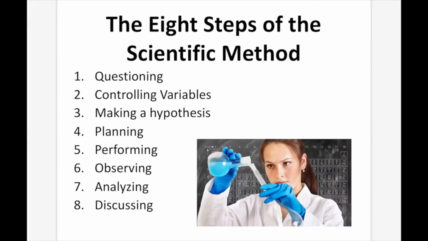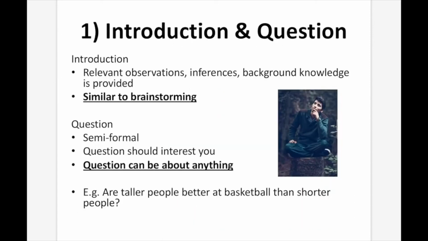There's 8 main steps to the scientific method: questioning, controlling variables, making a hypothesis, planning, performing, observing, analyzing, and then finally discussing. So we're going to go through each point individually. Number 1, introduction and question. Within the introduction, relevant observations, inferences, and background knowledge are provided. It's similar to brainstorming. You're coming up with an idea and you're thinking about that particular idea.